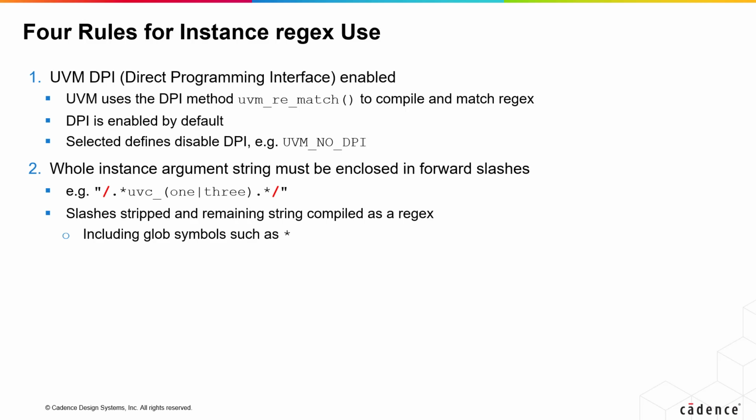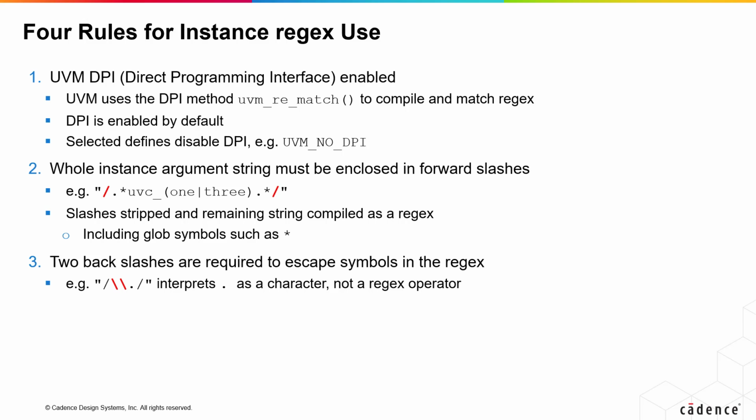Secondly, the instance argument must be enclosed in forward slashes. This tells UVM to strip off the slashes and compile the remaining string as a regular expression. Note that any glob characters, such as star, will be interpreted as regex symbols in the remaining string.